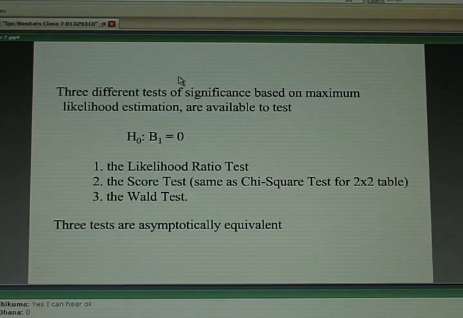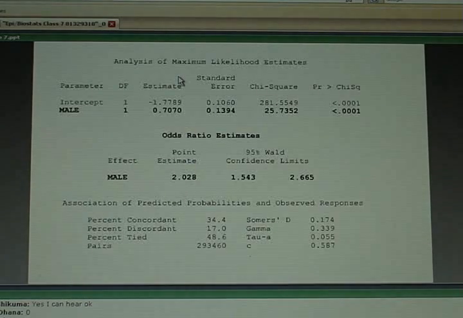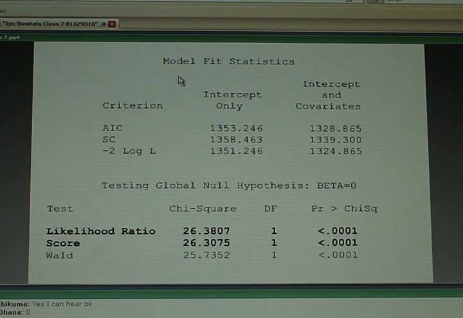If the coefficient of sex is equal to 0, that means the model becomes log odds of getting disease is equal to B0 for everybody. It doesn't matter whether you're a male or a female. If B1 is equal to 0, we're back to the model that just has the intercept in it. That was the intercept-only model.